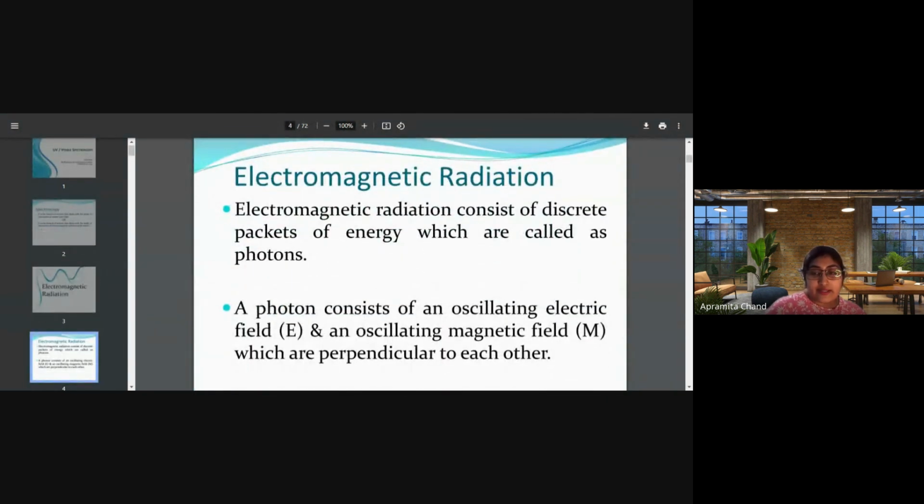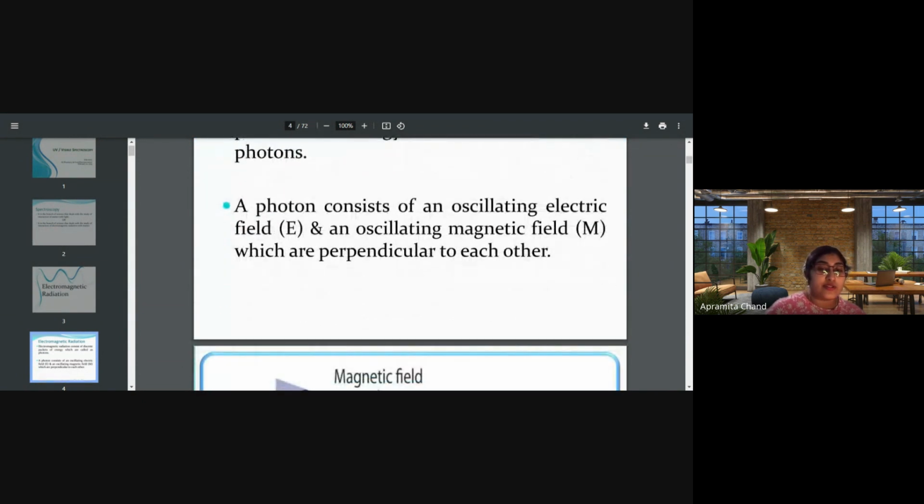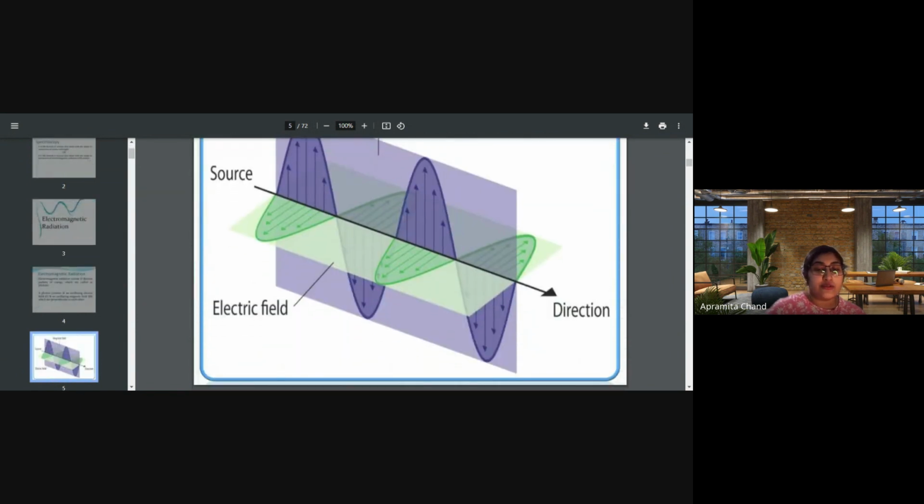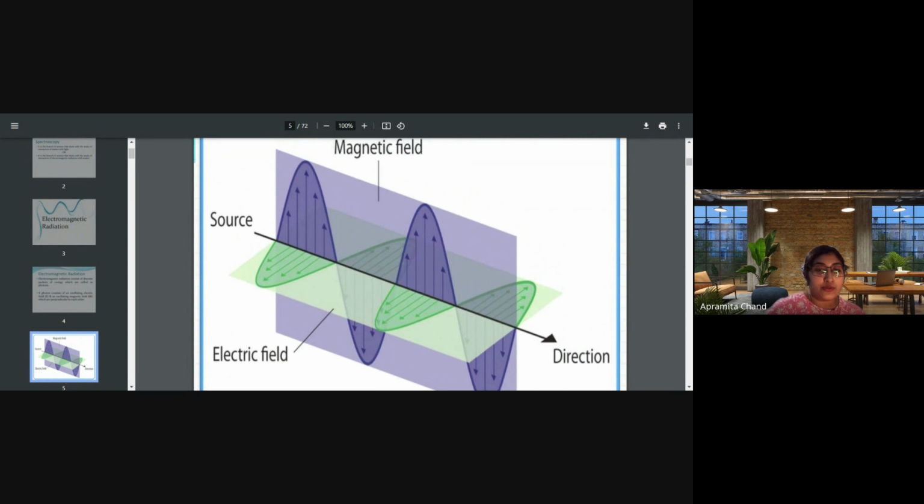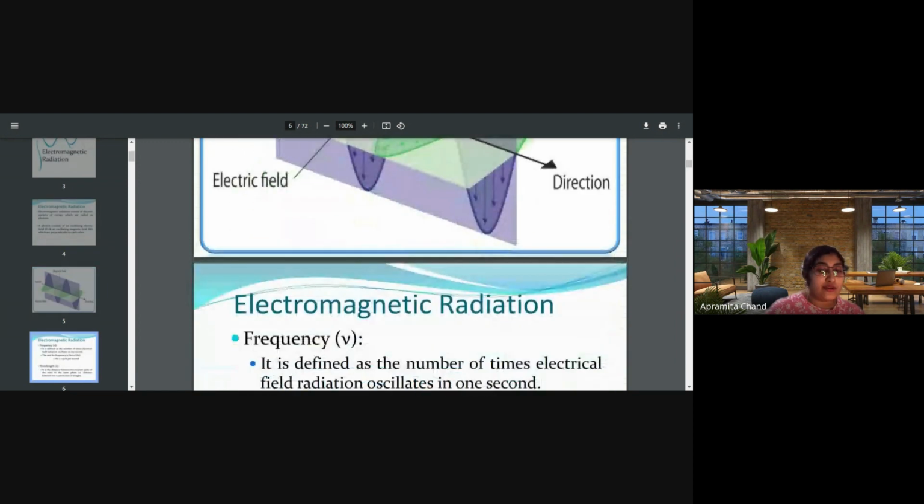We have already discussed that electromagnetic radiation consists of photons, made of oscillating electric and magnetic fields which are perpendicular to each other. So here is the visualization. If anyone asks you for a visual representation of an electromagnetic field, you will first draw this diagram. You will show that the electric and magnetic fields are perpendicular to each other. You will also show the amplitude, the maximum height. You will say that these are the crests, these are the troughs. You can label these kinds of diagrams.